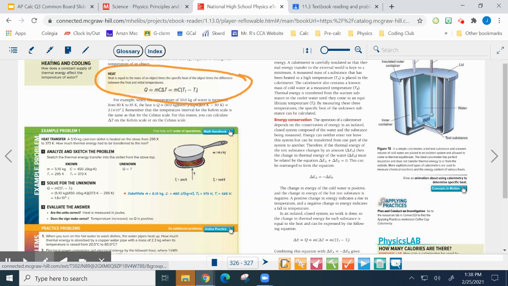Q equals m c delta T. m is the mass. c, that's the specific heat, the one we just looked up, which we're going to have to look up again because I can't remember what the specific heat of copper is already. And delta T right there, that's the change in temperature. So that is just this little bit right there: the final temperature minus the initial temperature. That just gives you the change in temperature, right?